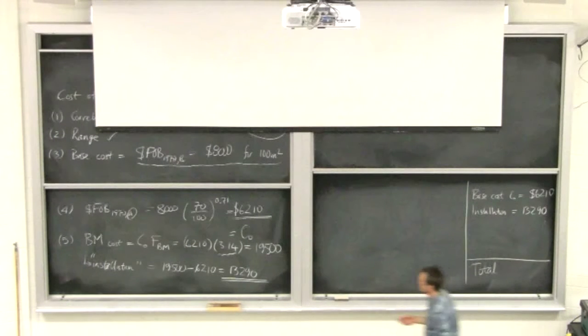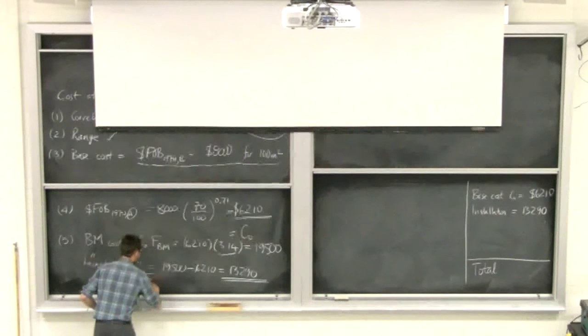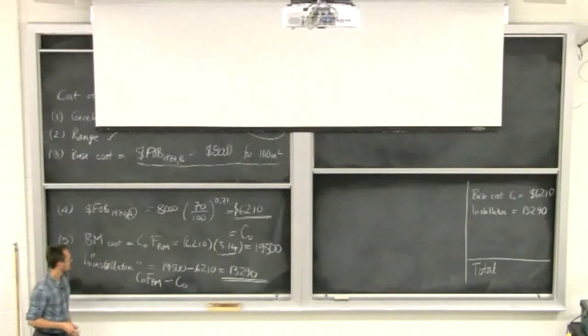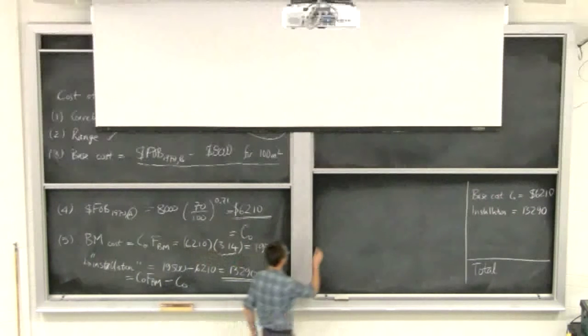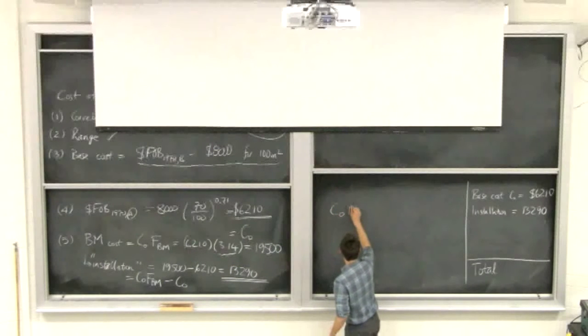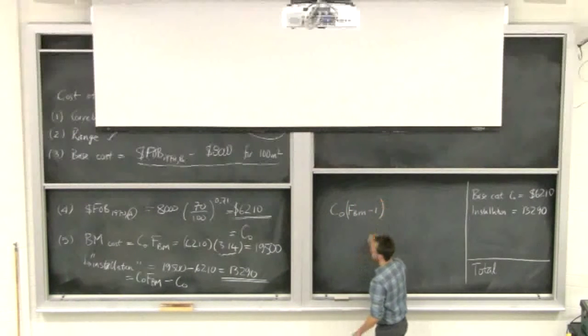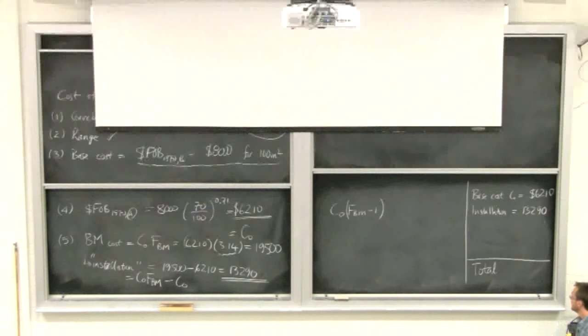Another way you can see that is, let's just take that formula. We can write that as C naught times FBM minus C naught. Okay, and that's why you'll sometimes see the formula in the notes there. I'll just write it up here a little bit more clearly. C naught, and then in brackets, FBM minus 1. Okay, so that's that incremental amount we're paying internally.